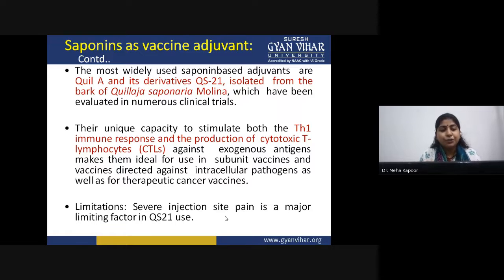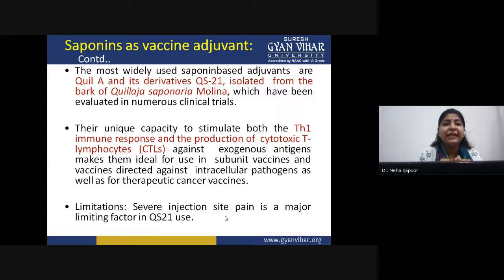It has been isolated from the bark of a plant, Quillaja saponaria Molina, which has been evaluated in numerous clinical trials, because this plant is a medicinal plant and is found to be a major producer of saponin molecules. However, they are unique. Why are we using these saponins? Because their mechanism of action is quite different, quite strong in mounting the immune response.